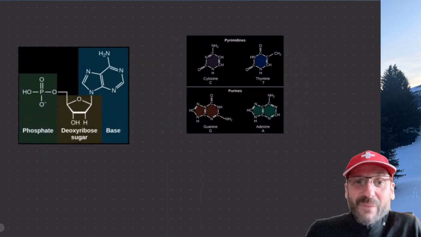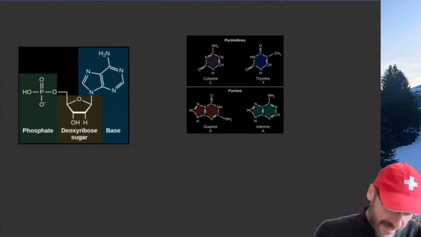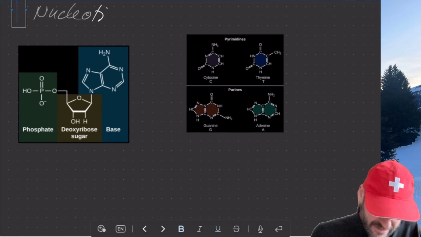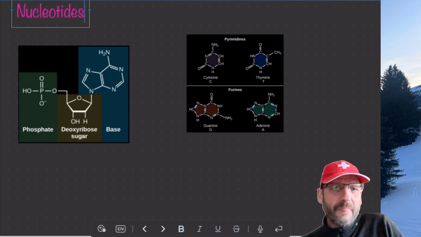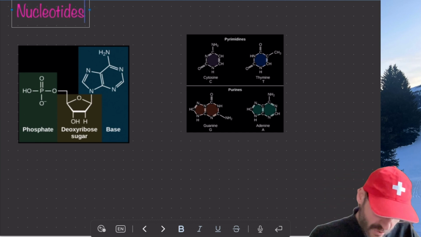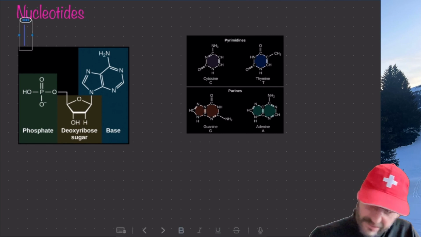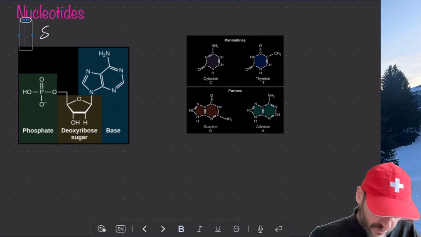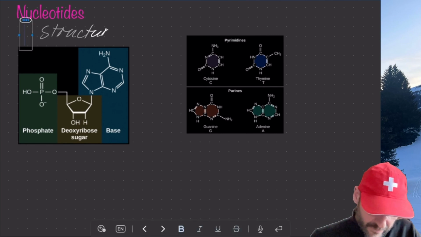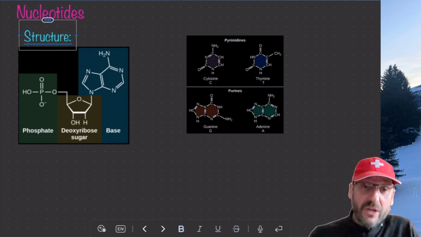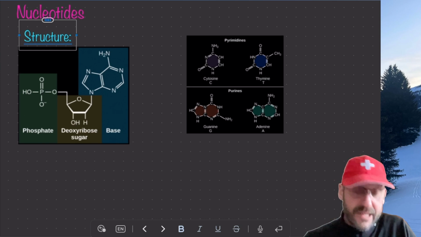All right, let's talk about some of these nucleotides. So we're going to have the nucleotides. And the first thing we're going to do is talk about the structure of the nucleotides. So let's see here, structure. I'm going to talk about the structure of a nucleotide. What is it made up of? And when we look at that, we have three things that it is made up of.